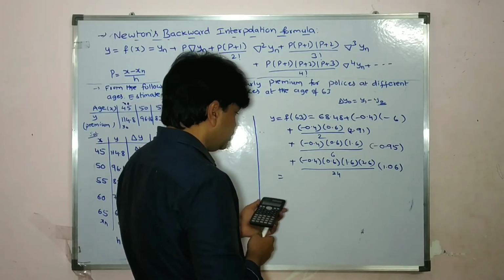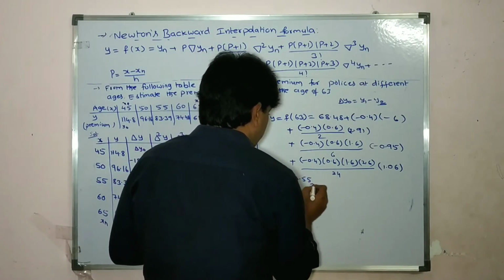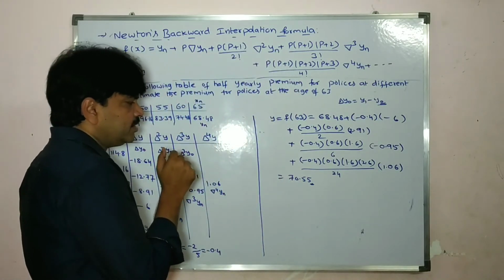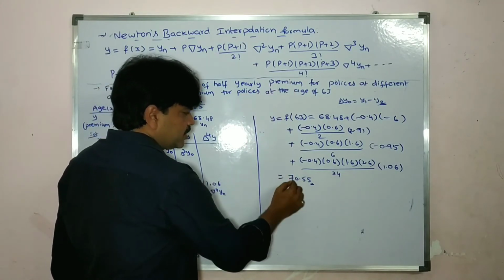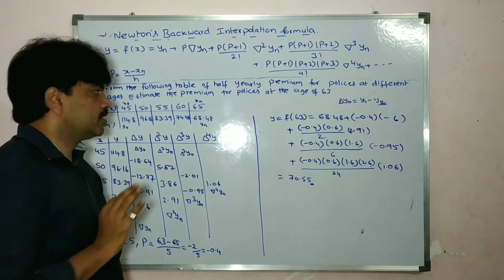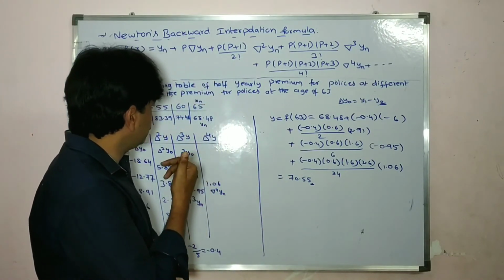That is equal, we get here 70.55. What is 70.55, students? At the age of 63, the premium is 70.55. Right, students? Now we can check this value. How do we check it here, students? See.